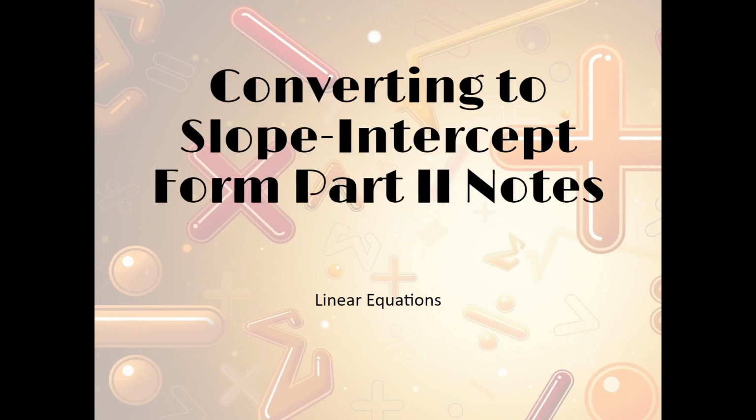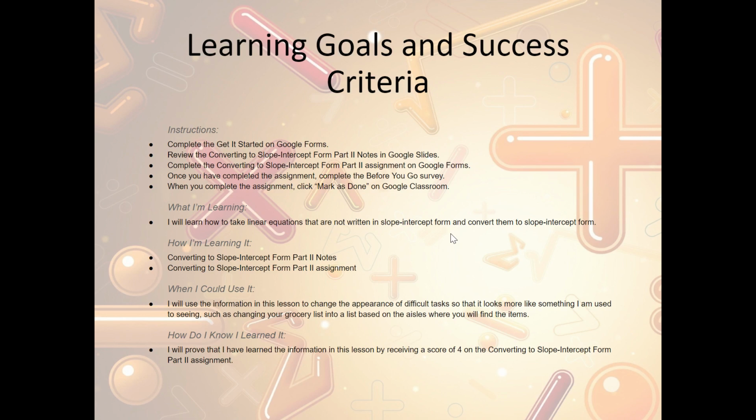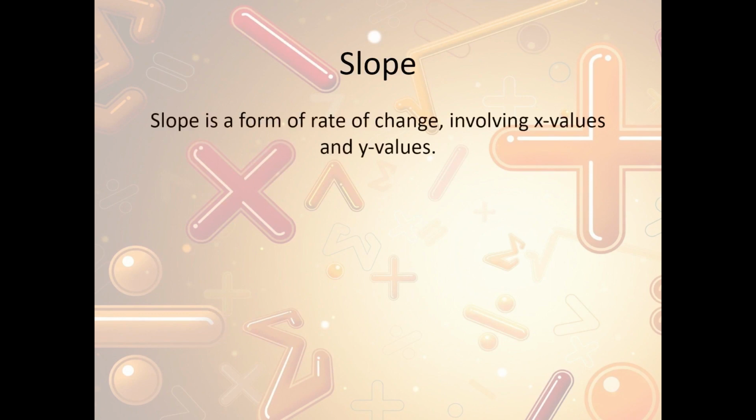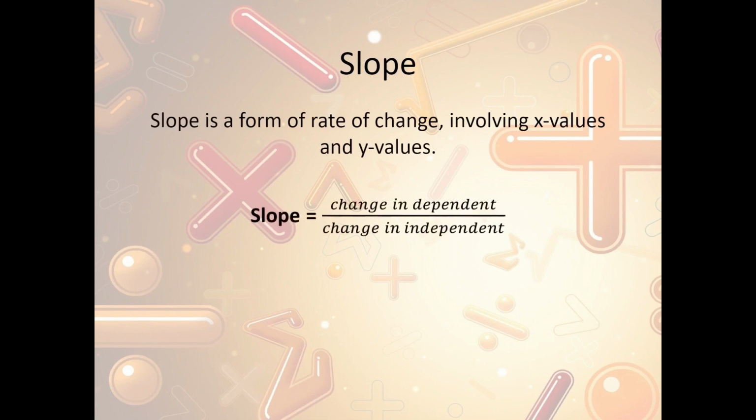Let's take a look now at the Converting to Slope-Intercept Form Part 2 notes. The notes begin with the learning goals and success criteria. Now let's talk about slope. What is slope? Slope is a rate of change involving x values and y values. Slope is known as the change in the dependent variable over the change in the independent variable. Now what does that really mean? That really means that slope is the change in the y values over the change in the x values. So it's always y over x.